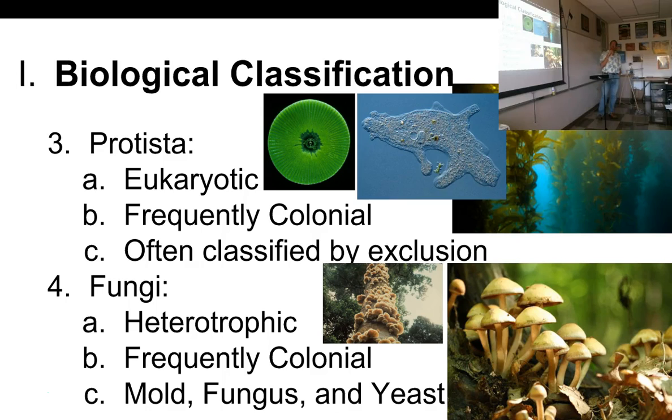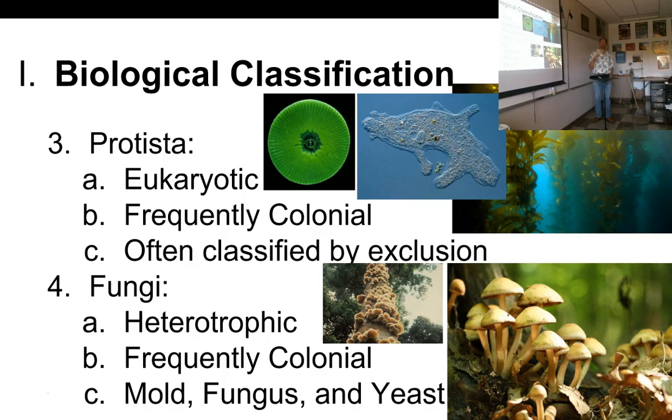Protista, now these are eukaryotic, so these have a nucleus. These are frequently colonial, meaning that they are sometimes living by themselves, like this cell is. This is a single-celled protist, an amoeba. They are single-celled life, but they have a nucleus, so they're not bacteria. They're a lot more complicated than a bacteria. Some of the most complicated cells in the world are protists.